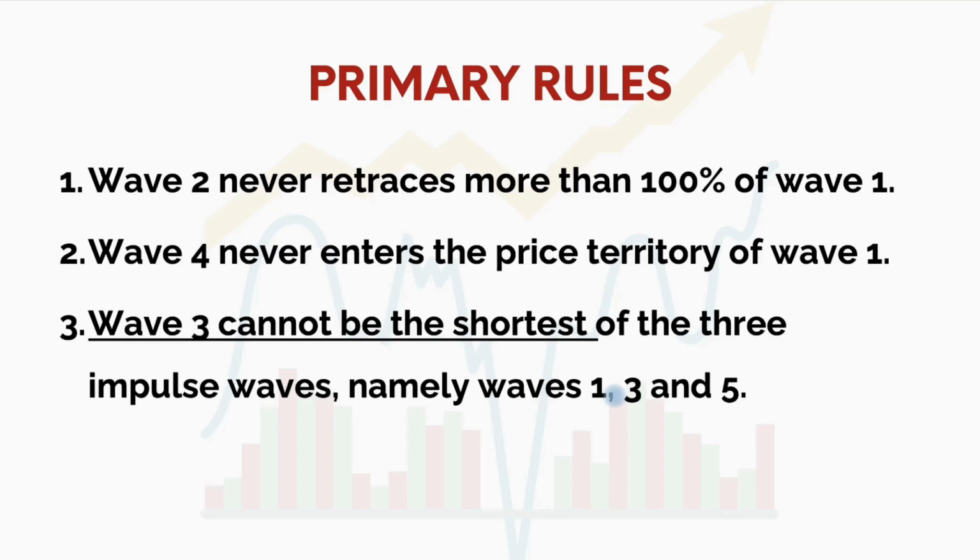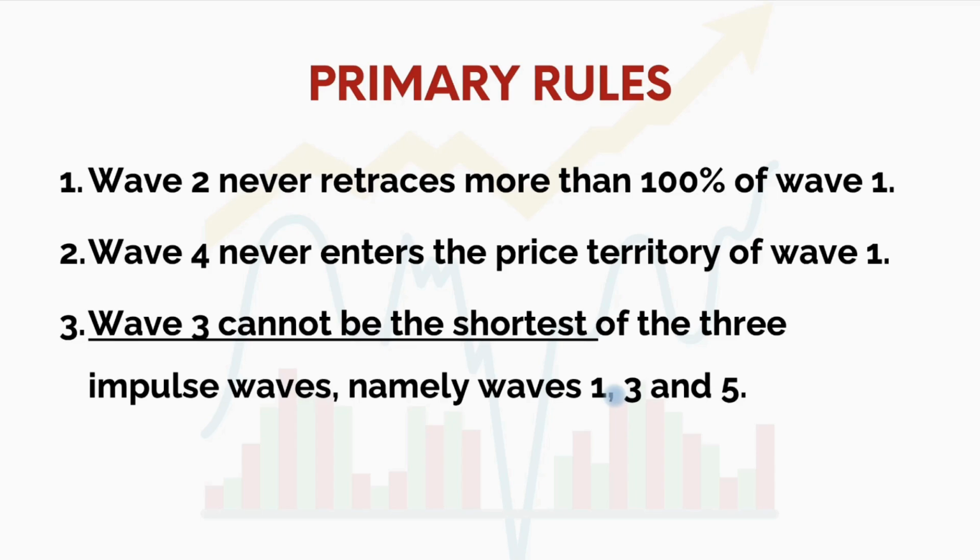The second rule is wave 4 never enters the price territory of wave 1. This essentially means that the low of wave 4 never coincides with the high of wave 1. So wave 1 territory and wave 4 territory should never coincide. They should never meet.